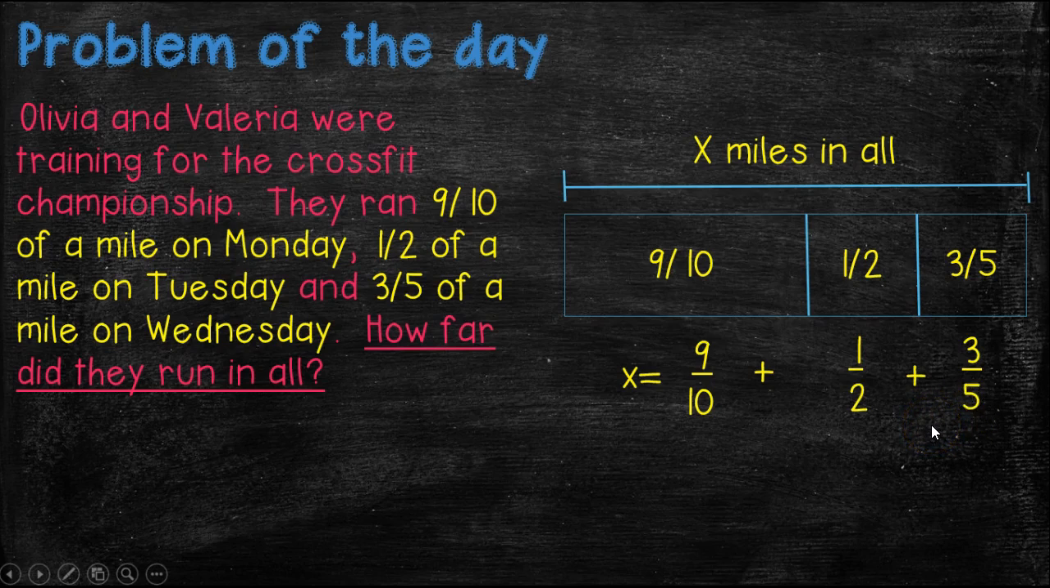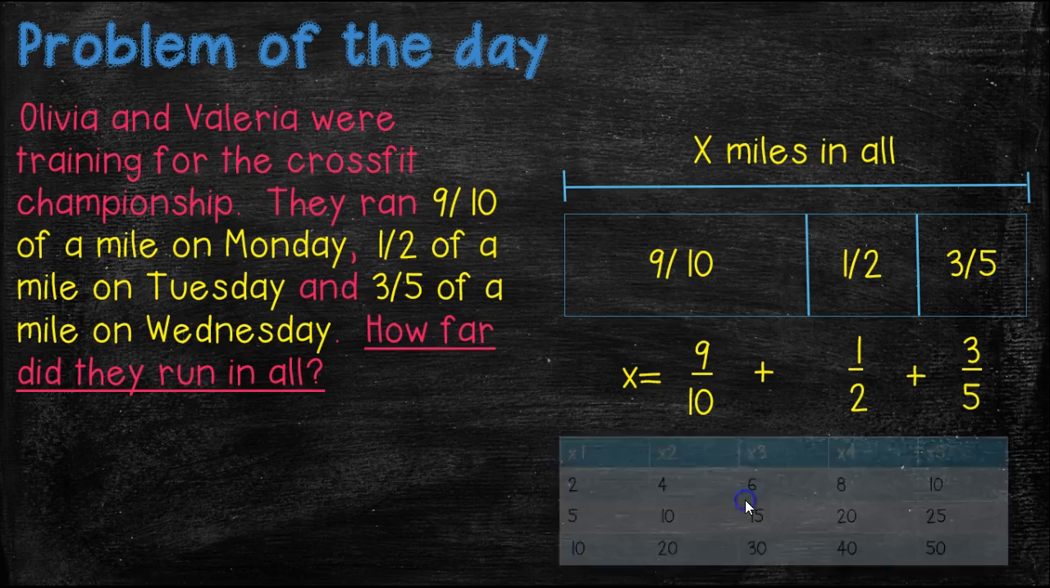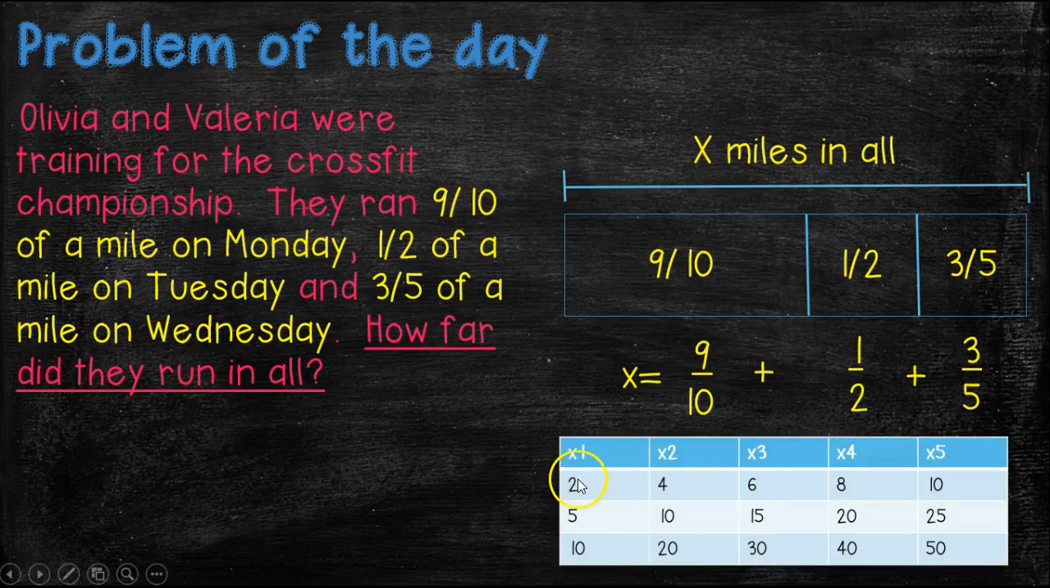Now, of course, before we can solve this, we need to find a like or a common denominator between 10, 2, and 5. You might already see one, but if you don't, then you can go ahead and do a table. So here I've listed my denominators and I've multiplied them by 1, 2, 3, 4, and 5. And we're looking for the least common denominator. In this case, I found it, 10. They all have 10 in common, and it's the smallest number that they have in common.